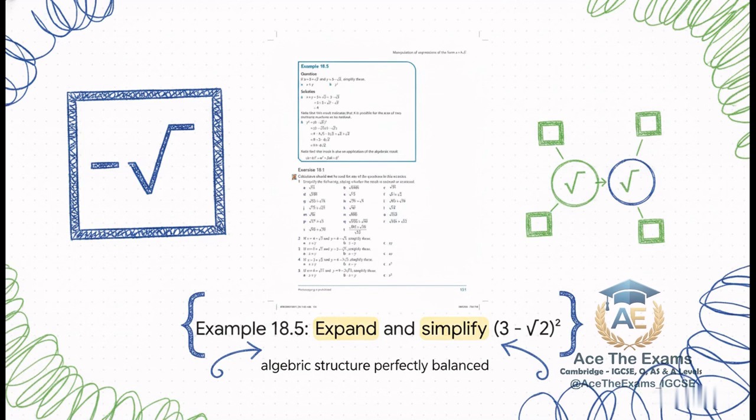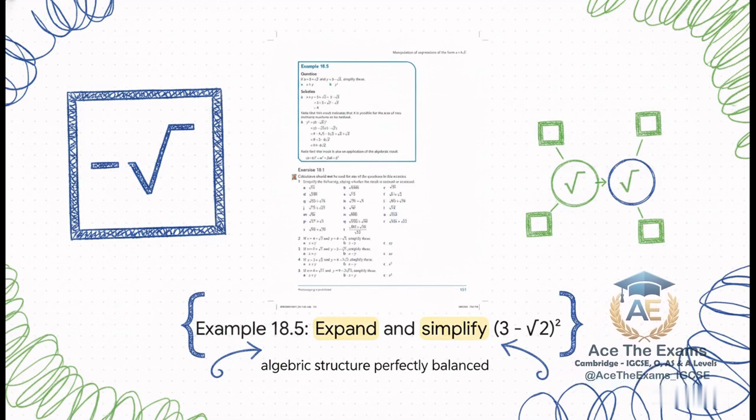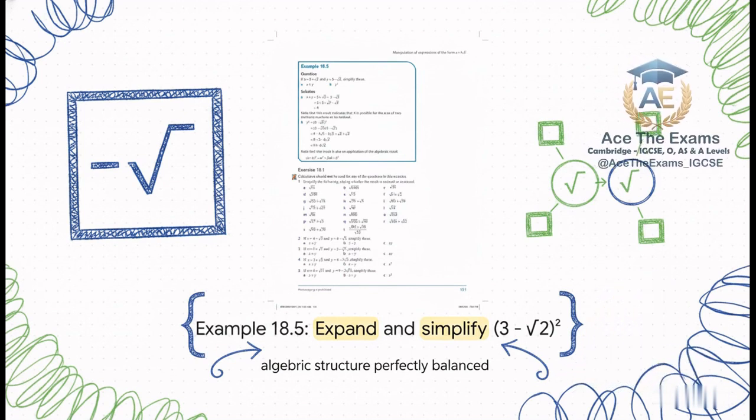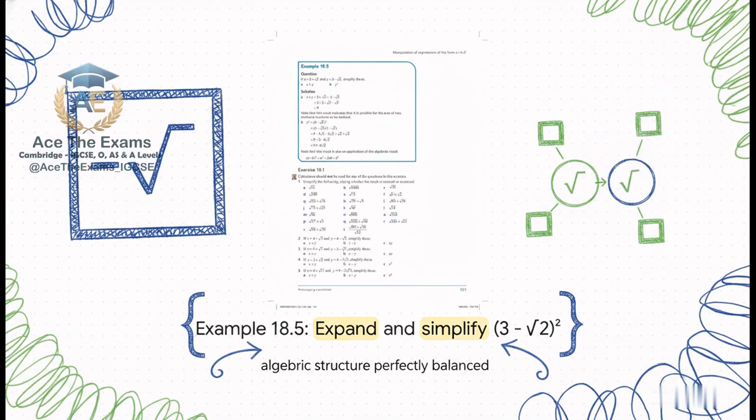Let's look at an example that beautifully integrates algebra and surds. Let's square the expression 3 minus root 2. You expand this exactly like an algebraic binomial. It becomes 3 minus root 2 multiplied by 3 minus root 2.